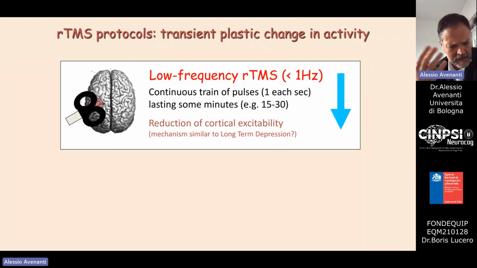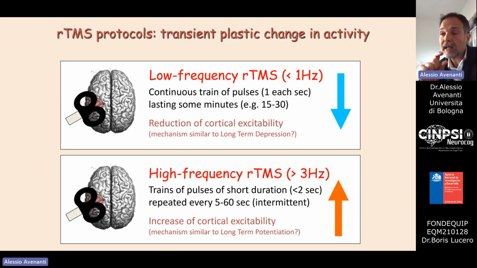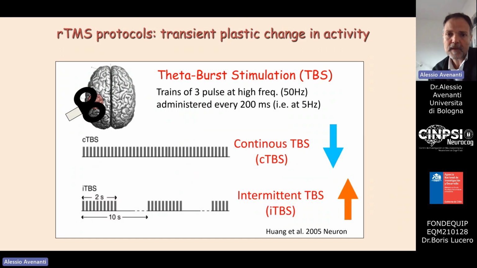This has been studied several times in the motor cortex. And on the other hand, typically we observe a facilitation, an increase in cortical excitability, when we deliver trains of high frequency repetitive TMS. So basically, when we use, let's say, 5, 10, 20 Hz stimulations, and we repeat the stimulation over time for a few blocks, we can induce increased cortical excitability.